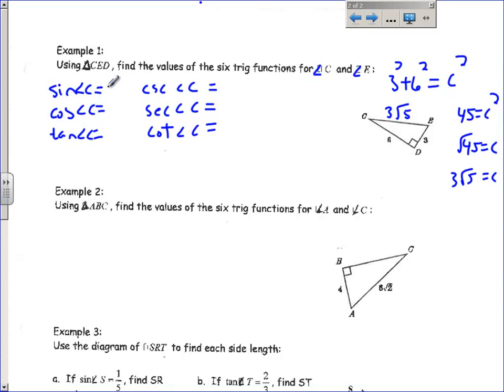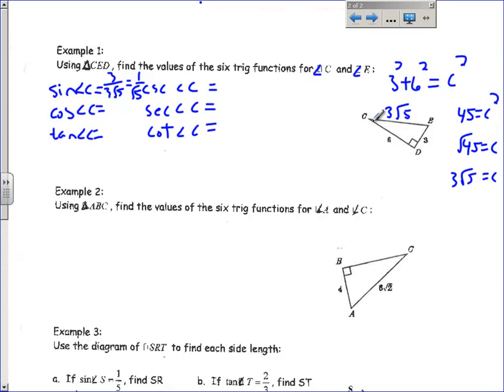Okay, so the sine of angle C is opposite over hypotenuse, and 3 was opposite from angle C, and the hypotenuse is across from a 90-degree angle, over 3 square roots of 5, which simplifies to 1 over the square root of 5.